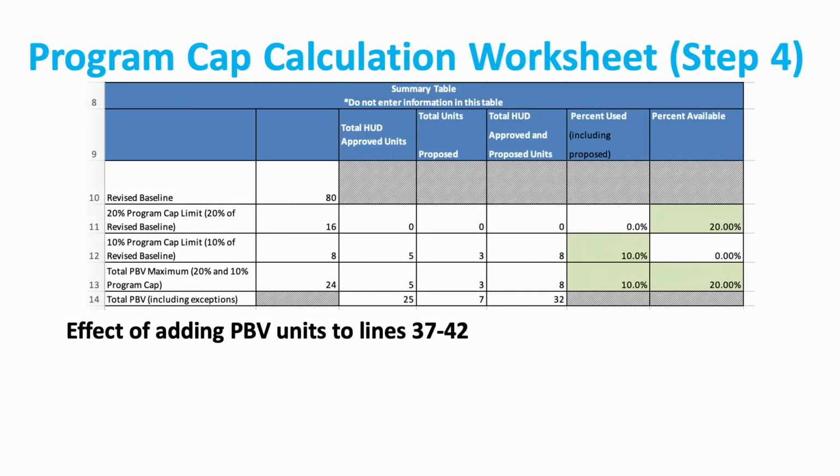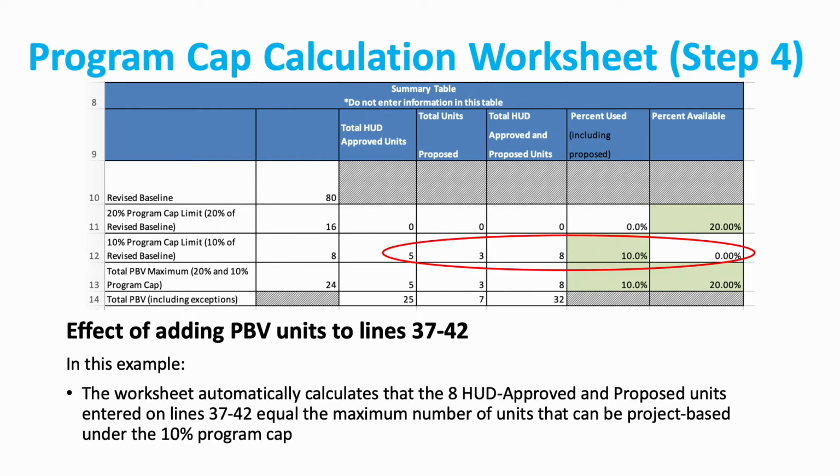Once we complete Step 4, we can see those changes reflected in the summary table. The worksheet will automatically calculate that the 8 PBV units, approved and proposed, that were entered for Step 4 equal the maximum number of units that can be project-based under the 10% program cap. This is a helpful tool to ensure you do not go over the 10% cap.